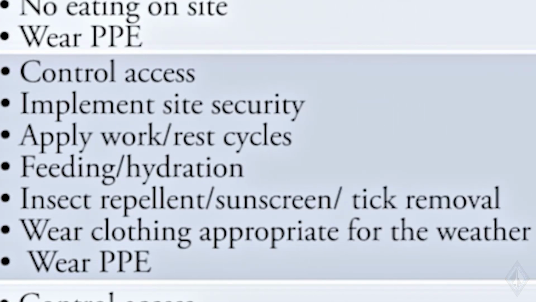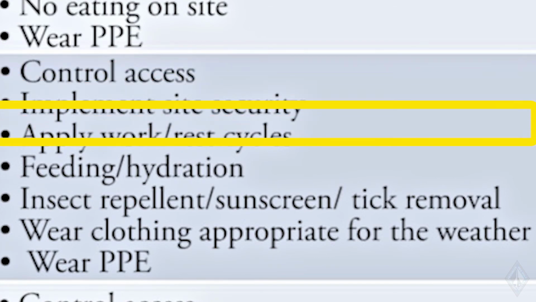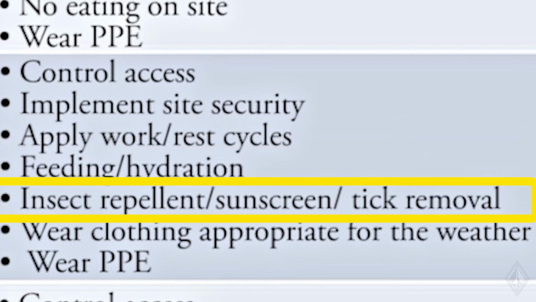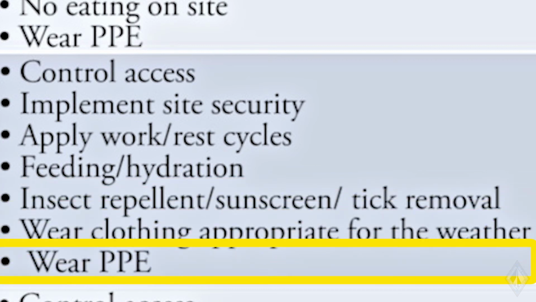Control measures for environmental hazards are highly variable, but include strict crash scene access control, site security, work rest cycles, feeding and hydration, insect repellent and tick removal, sunscreen, appropriate clothing, and appropriate personal protective equipment.